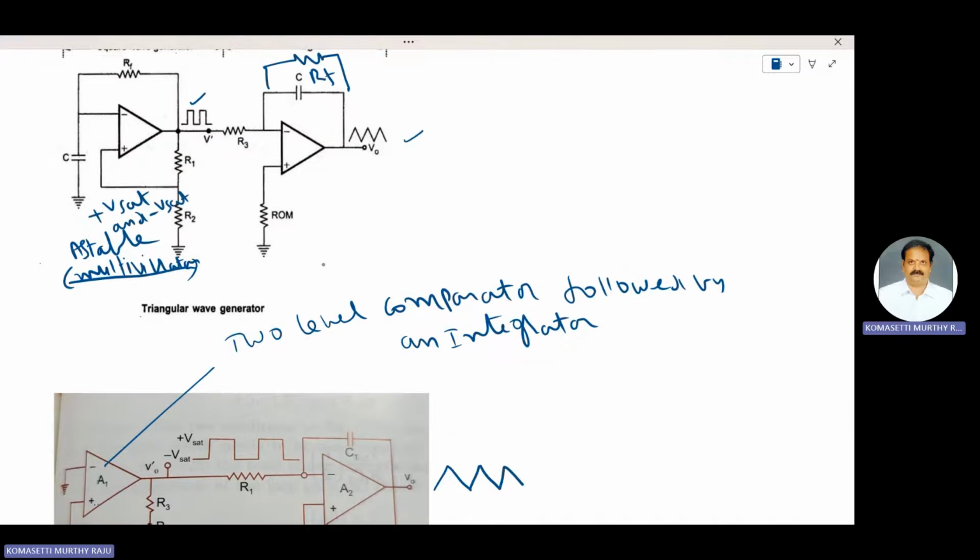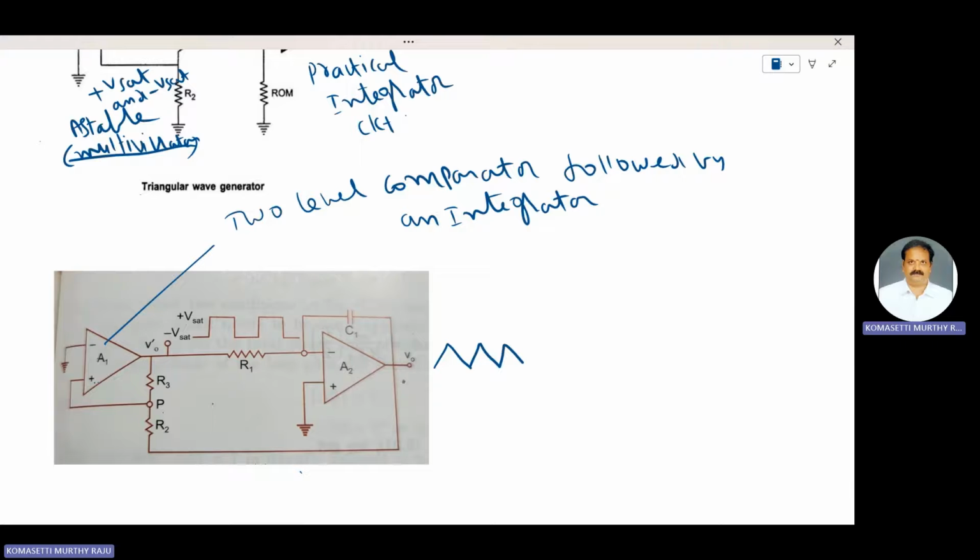Here we use a practical integrator circuit in the astable multivibrator case, whereas here a two level comparator is followed by an ideal integrator circuit. This one is the ideal integrator circuit.